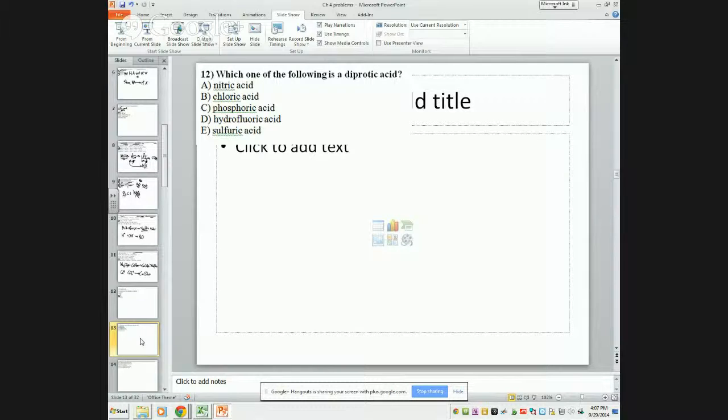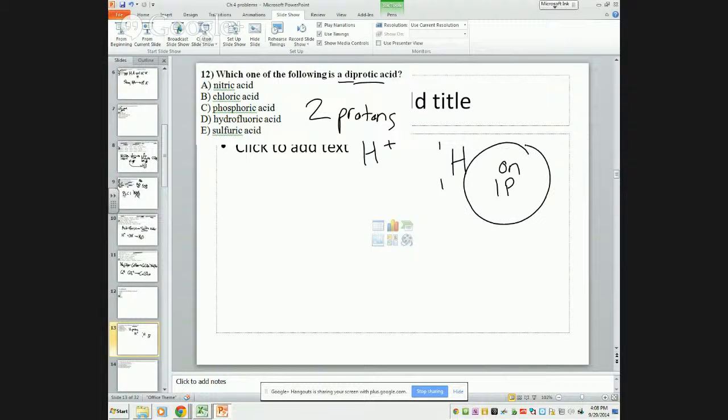12. Which of the following is diprotic? Break that down. Di means two. Protic is talking about protons. And what's a proton? Well, a proton is the same thing as an H+. So it's saying which one of these things has two H+. You don't believe me that a proton is just an H+? Well, what's the mass of hydrogen? It's atomic number 1, mass of 1. That means it's got 1 proton. It's got 0 neutrons. And it's got 1 electron when it's neutral. You get rid of that electron, you're left with just a proton, which is H+. There, I proved it.